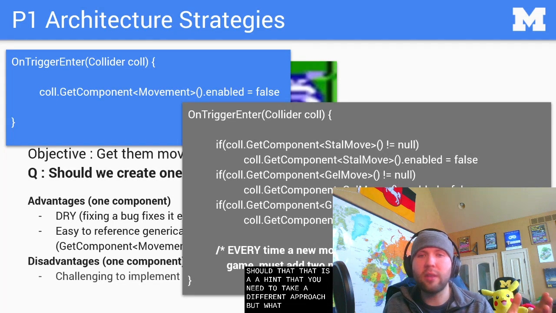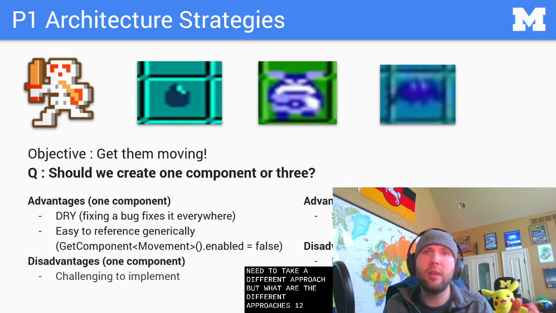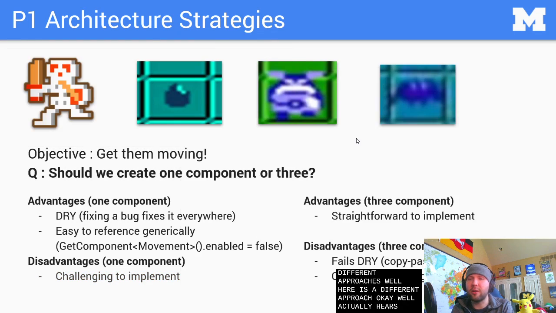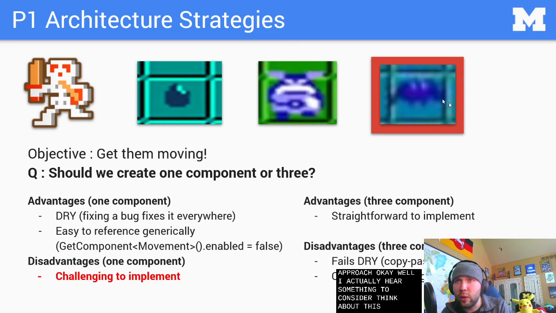But what are the different approaches? Well, here is a different approach, okay? Well, actually, here's something to consider. Think about this. What if we added a bat to the game, right? These three have very similar movement, but this keys does not move remotely like these three, okay?